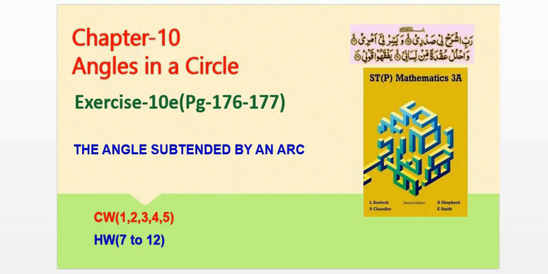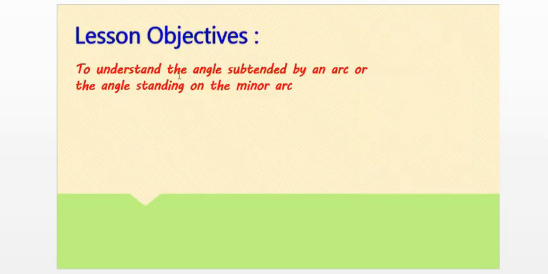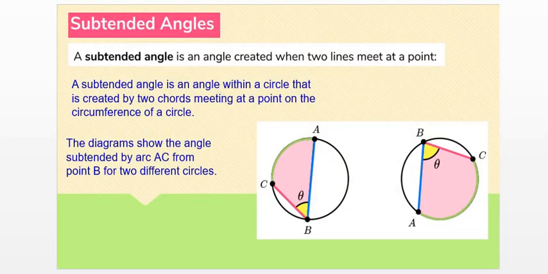Bismillahirrahmanirrahim. Chapter 10, Angles in a Circle, Exercise 10e, the angle subtended by an arc. So our main objective is to understand the angle subtended by an arc, or the angle standing on the minor arc. So first of all, let's see what is the meaning when we say subtended angles.